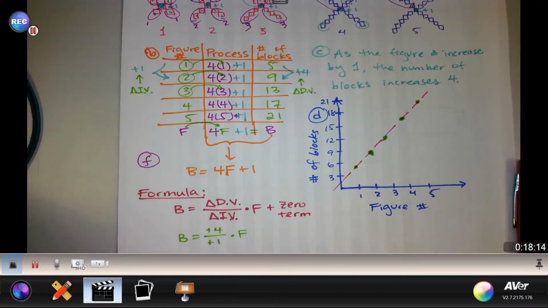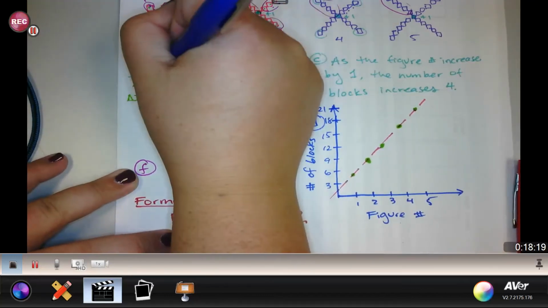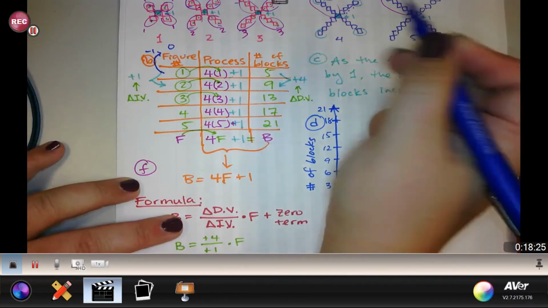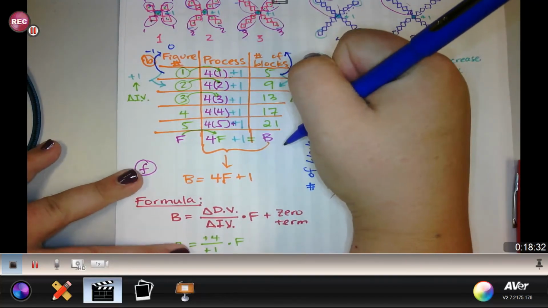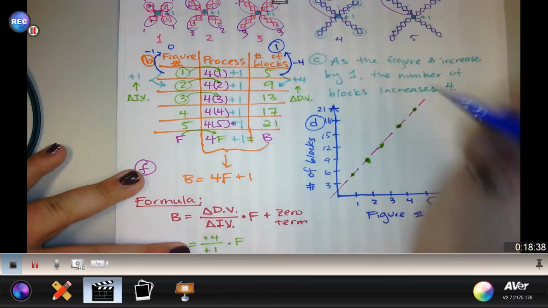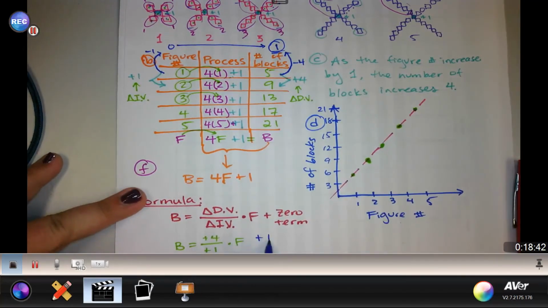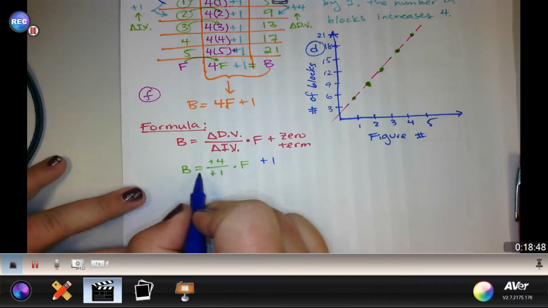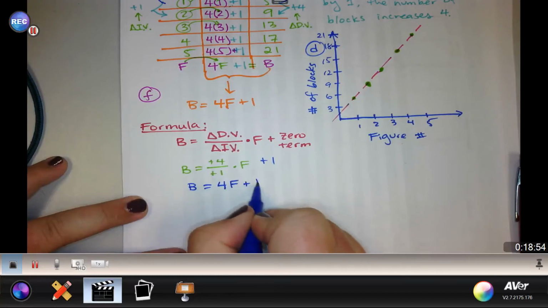So the 0 term, or y-intercept, is when you go backwards so that the independent variable is 0. So here, I'm going to go backwards and subtract 1 to get 0. Well, if I'm going backwards, I need to go backwards on both sides. So if I'm adding 4 as I go down, when I go backwards, I need to subtract 4. 5 minus 4 is 1. So the 0 term is 1, so plus 1. If it's negative, then you can make it minus the number. Okay? So then we just do some cleaning up. 4 divided by 1 is just 4. So B equals 4F plus 1.